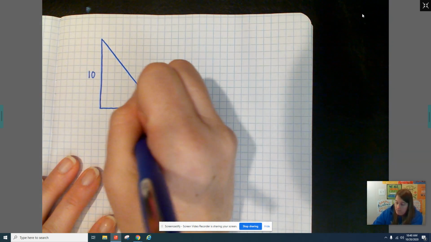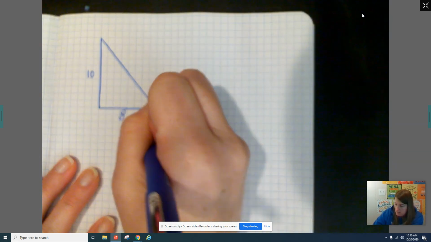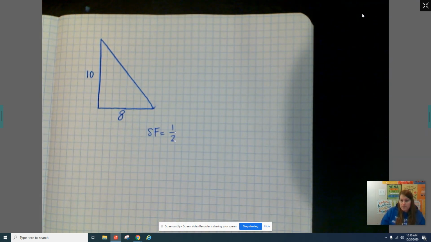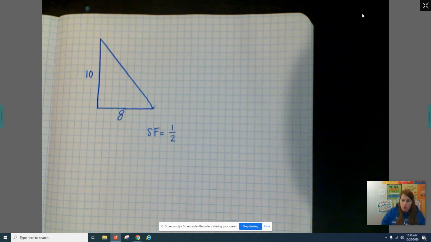Now, I want to have a scale factor of 1/2. All right, so this time our scale factor is less than 1. The triangle should be smaller. What will the new height be, and what will the new base be?